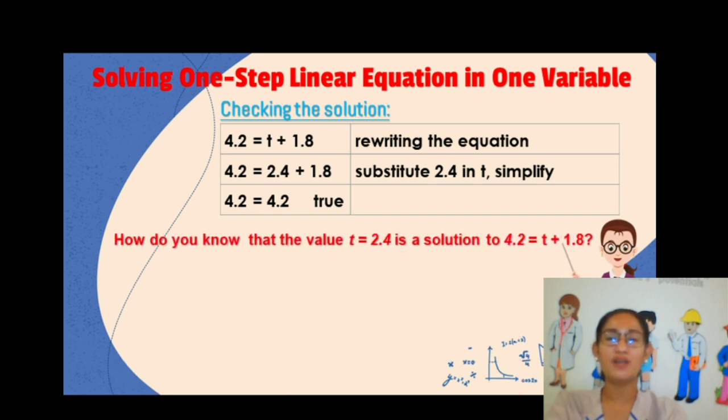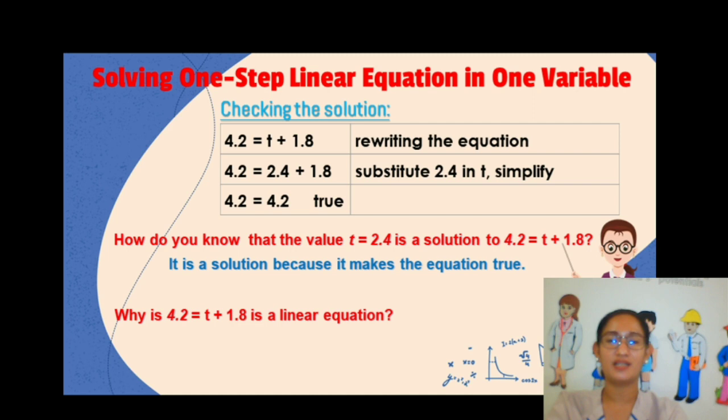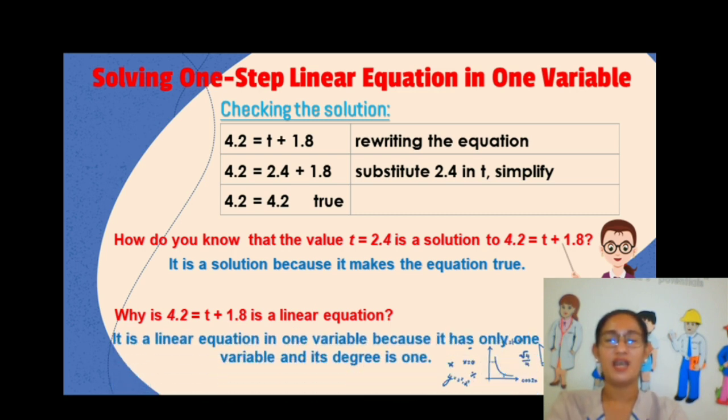How do you know that the value t equals 2.4 is a solution to 4.2 equals t plus 1.8? It is a solution because it makes the equation true. Why is 4.2 equals t plus 1.8 a linear equation? It is a linear equation in one variable because it has only one variable and its degree is 1.